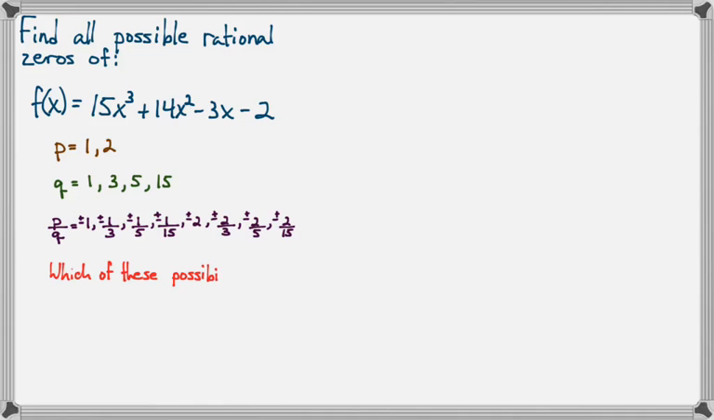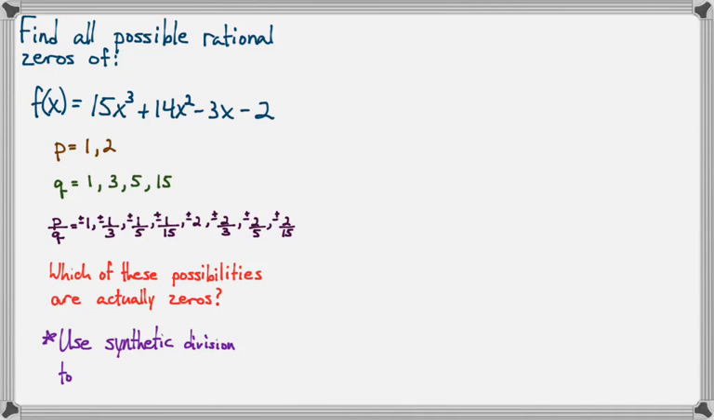But which of these possibilities are actually zeros? The only way to tell is to run the synthetic division with any one of them and find out if it is a zero or not. And we won't have to do all 16. Actually, if we can just find one number that is a zero, we'll be able to find the others if we need to.